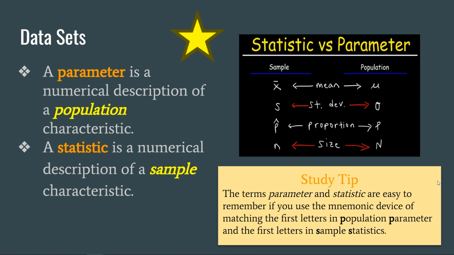Okay, so data sets come in 2 parts. The first is a parameter. This is the numeric description of a population characteristic. And then a statistic is a numerical description of a sample characteristic. It's really easy to remember which one goes to which because there is a mnemonic device you can use. The first letter of each word matches. So a population has a parameter. A sample has a statistic. When you're talking about a sample, everything's lowercase s. When you're talking about a population, everything ends up being a very strange looking Greek letter.